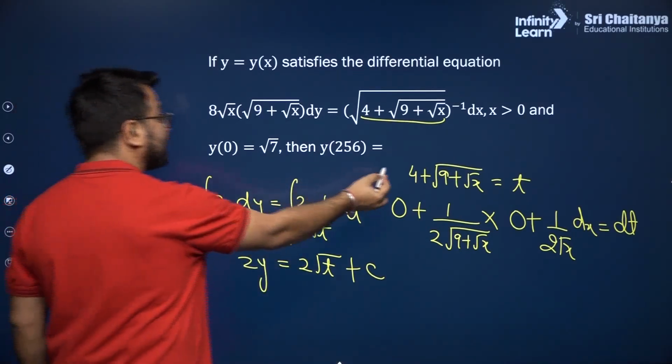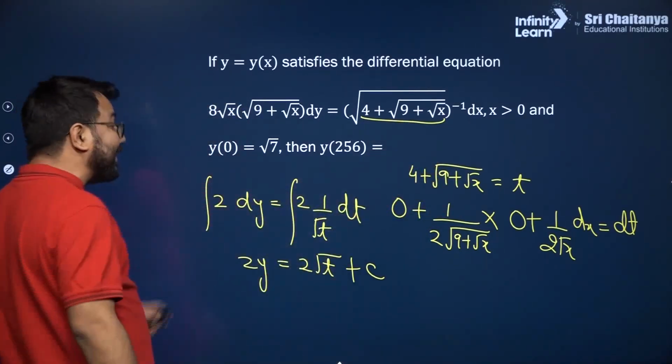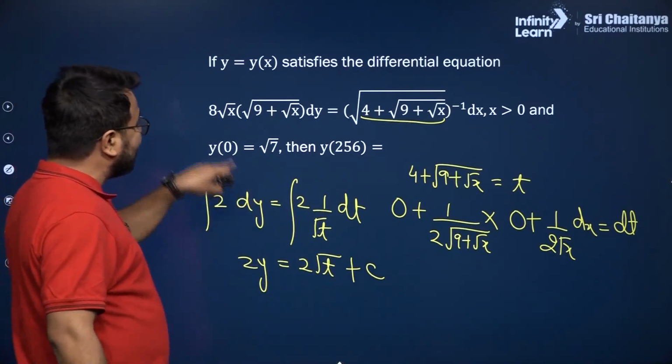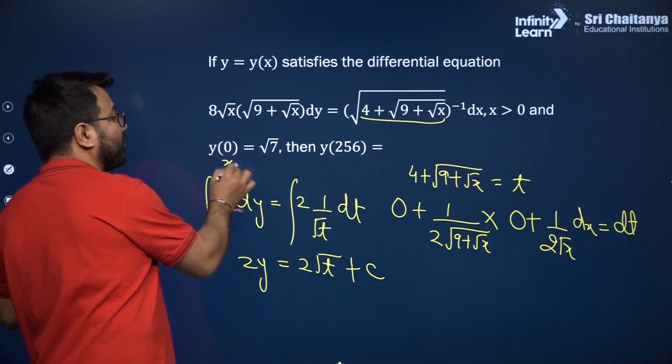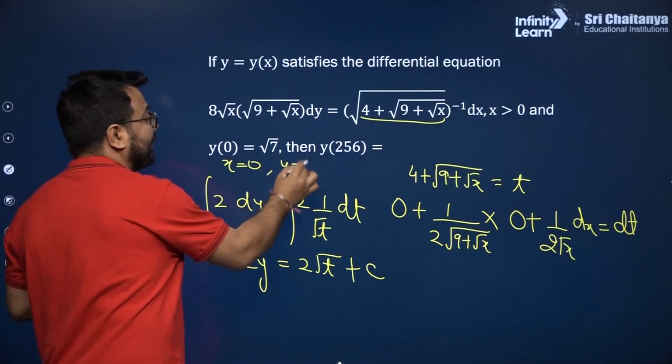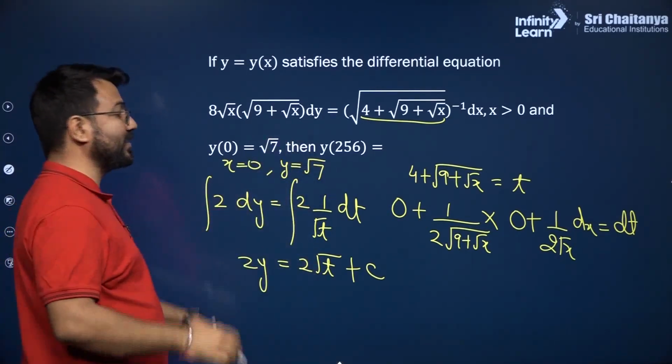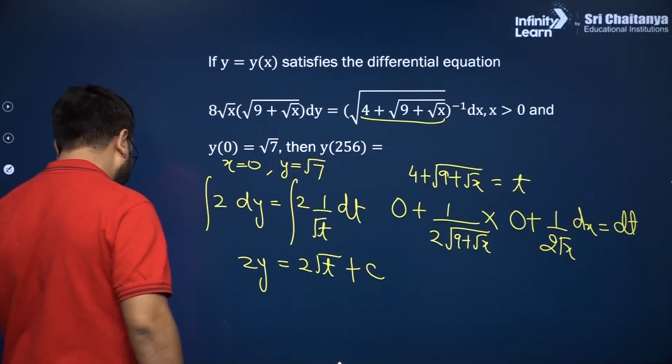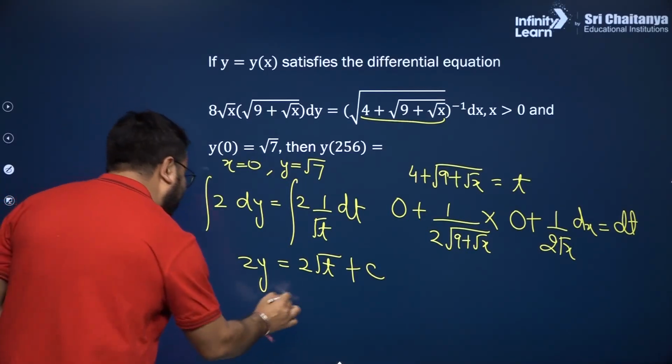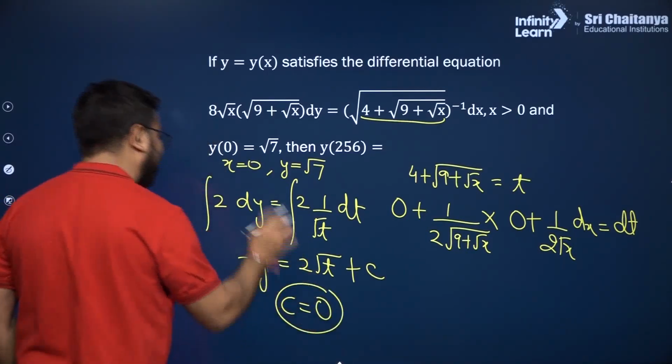The value of t is 4 plus square root of 9 plus root x, and then I will be substituting the value of x as 0. And after substituting the value of x as 0, I'll put the value of y as root 7. I'll be able to get the value of c. So from here I can observe that c is equals to 0 after substituting these two values.